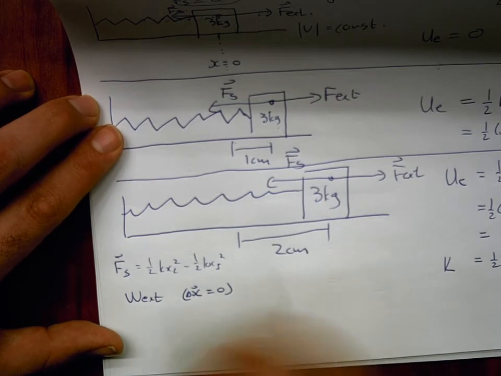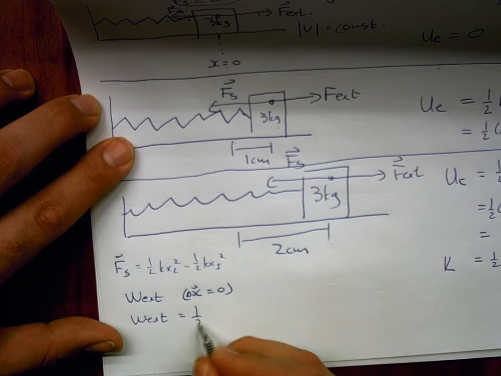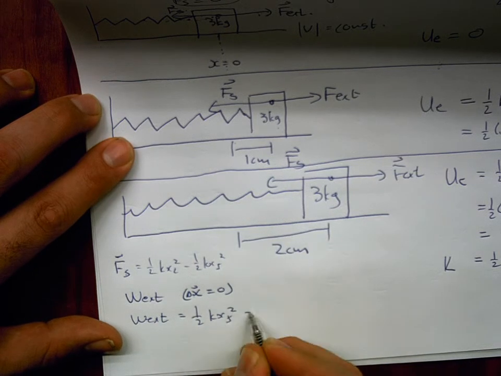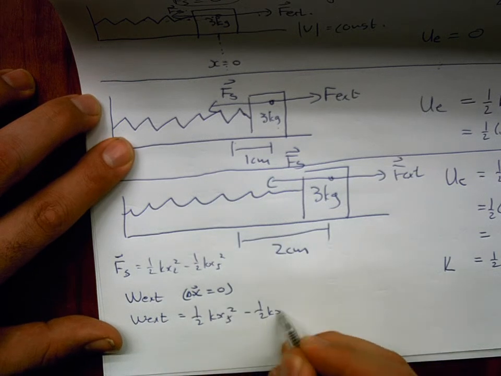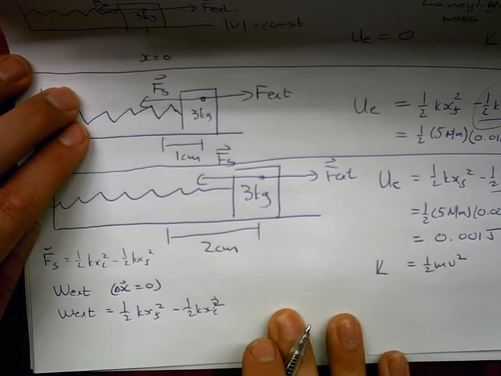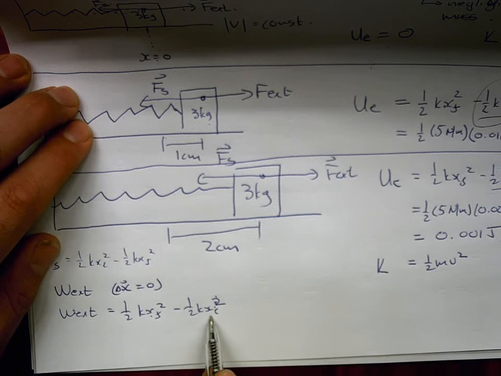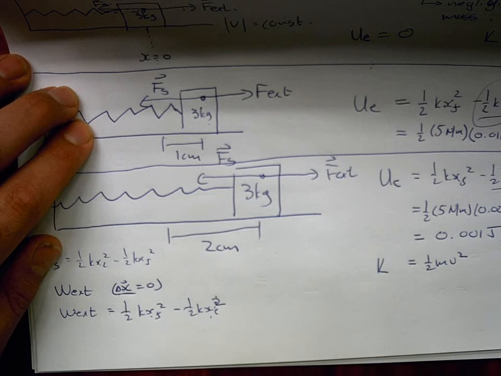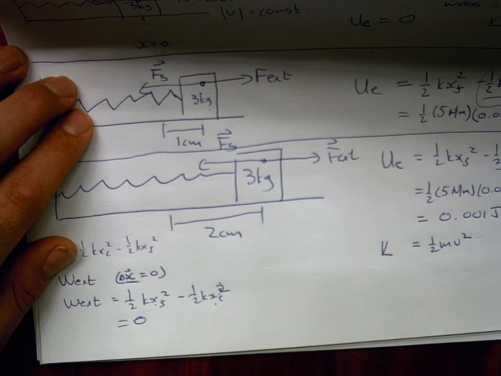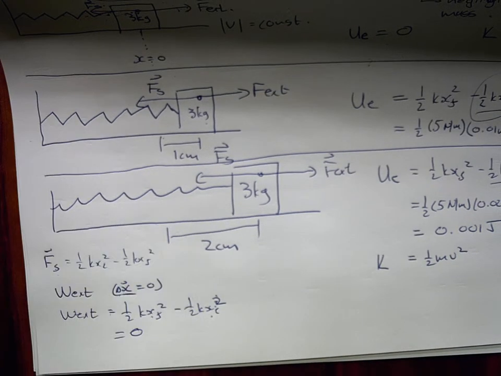So we know the work done by an external force, in this case, would be equal to a half kx final squared minus a half kx initial squared. We have no displacement yet, so x final is equal to x initial if our displacement is 0. So the work done by the external force would just be 0. So before we've got a displacement, we cannot have work done.